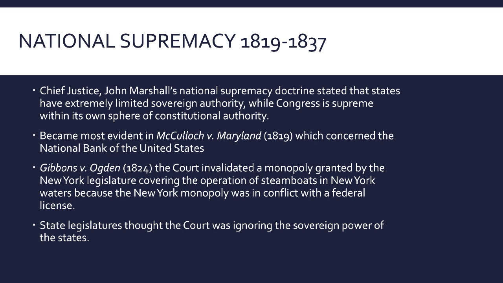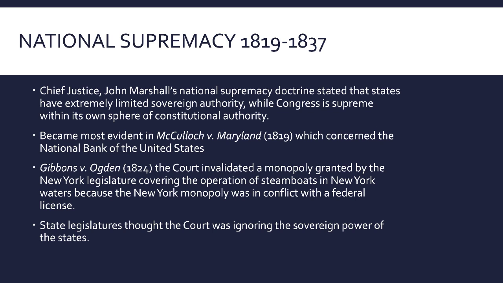On to the next phase of federalism, that is the national supremacy from 1819 to 1837. Chief Justice John Marshall's national supremacy doctrine stated that states have extremely limited sovereign authority, while Congress is supreme within its own sphere of constitutional authority. It became most evident in McCulloch v. Maryland in 1819, which concerned the National Bank of the United States.